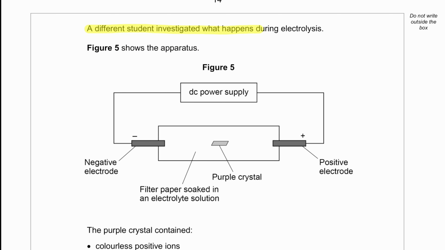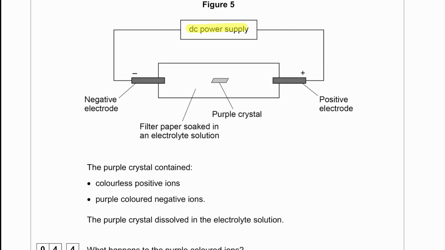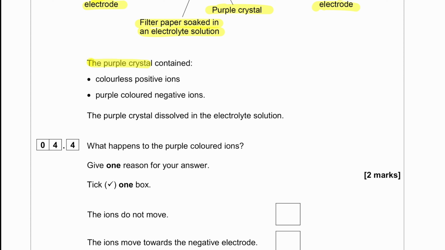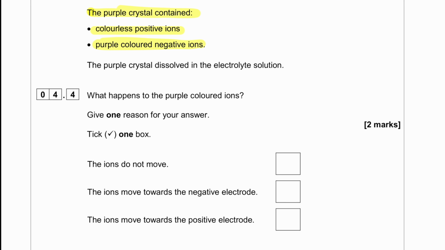A different student investigated what happens during electrolysis. Figure 5 shows the apparatus. We have a DC power supply, negative electrode, positive electrode, a purple crystal, and filter paper soaked in electrolyte solution. The purple crystal contained colorless positive ions and purple colored negative ions. The purple crystal dissolved in the electrolyte solution. What happens to the purple colored ions? Give one reason for your answer.